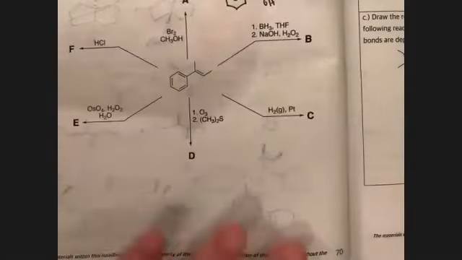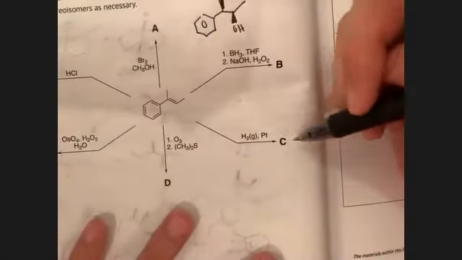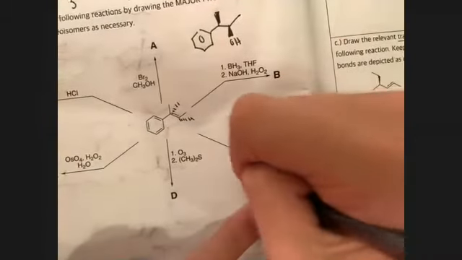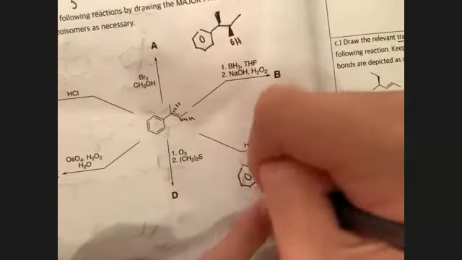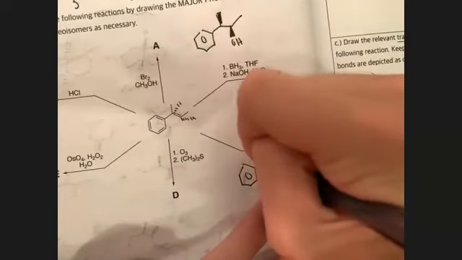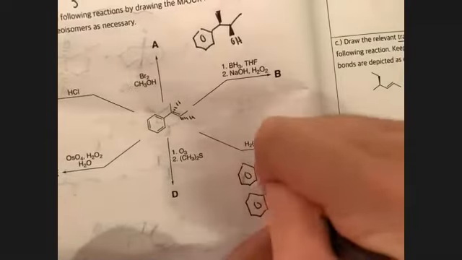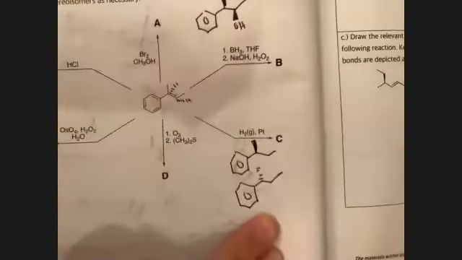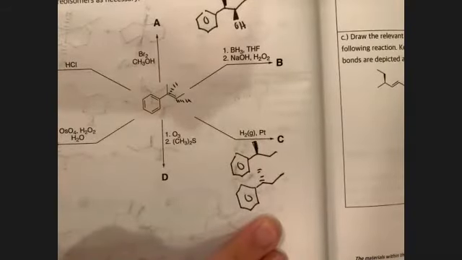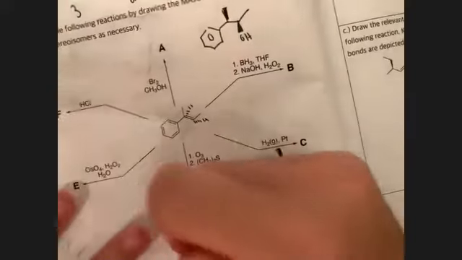All right, so C we just talked about, H2 and platinum. So this is, again, syn addition of the hydrogen. If they're added, basically both maybe on dashes, then that would result in that structure. And it also results in that structure because it was added on wedges. Just those two. D, ozonolysis, remember just cut.